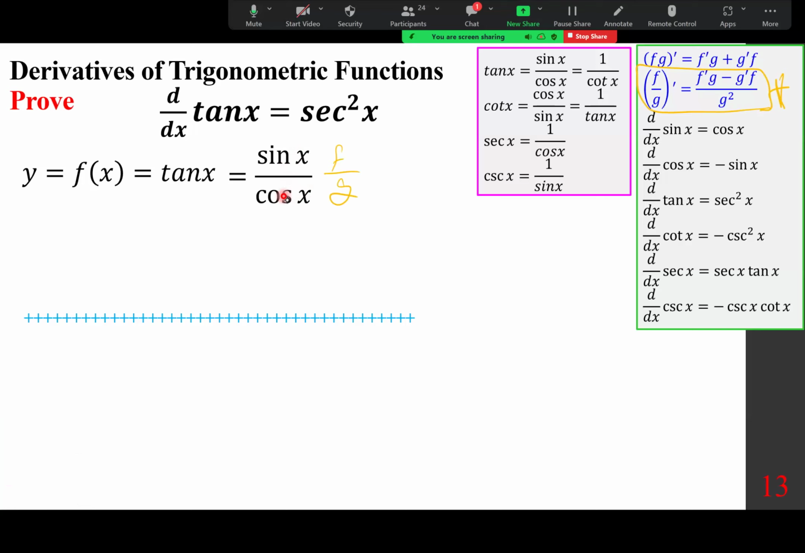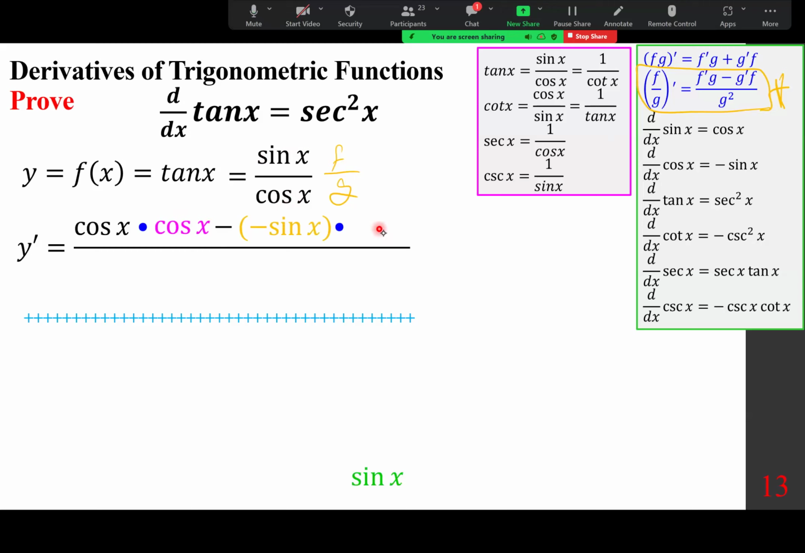Because we know the derivative of sine, we know the derivative of cosine. So according to this, we are going to say f prime g minus g prime f over g squared. We start with f prime and we put the cosine x at top times g. Just put the denominator cosine x minus g prime, the derivative of cosine is negative sine x times f, sine x.